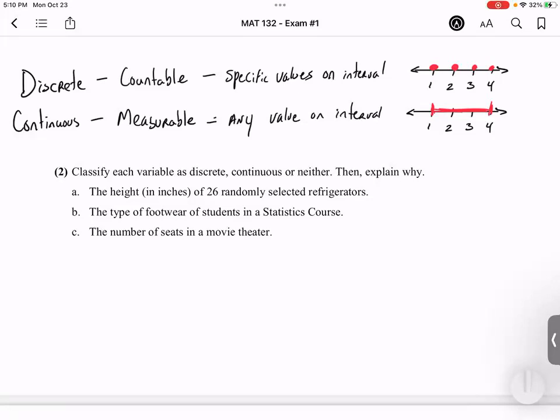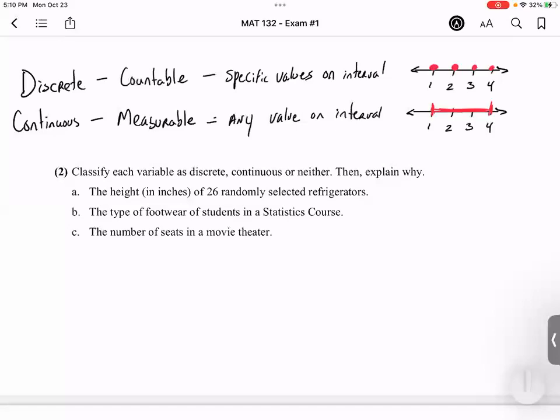So if you look at an interval that contains the numbers 1 through 4, it only takes on exactly the numbers 1, 2, 3, 4, right? It's countable, things that you can count with your fingers. Countable. Continuous, on the other hand, is measurable. It's anything that refers to some sort of scale. And on this scale, it takes on any value on an interval.